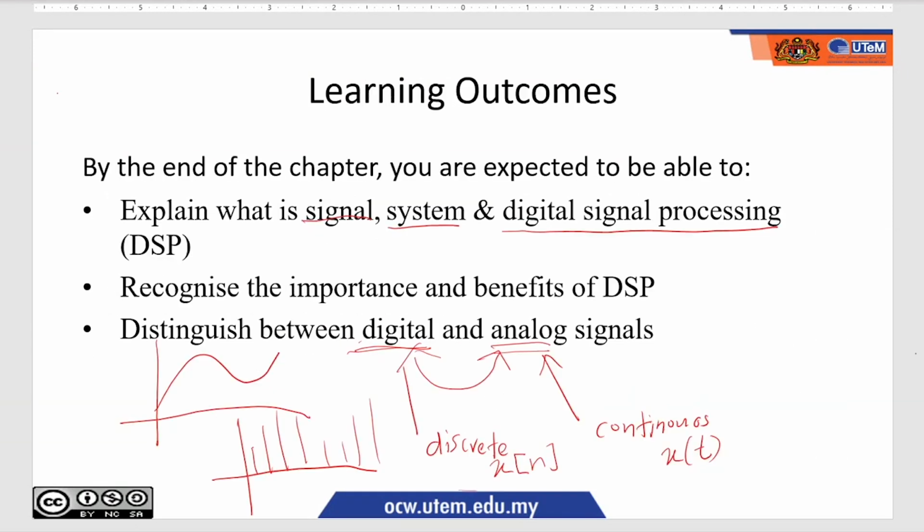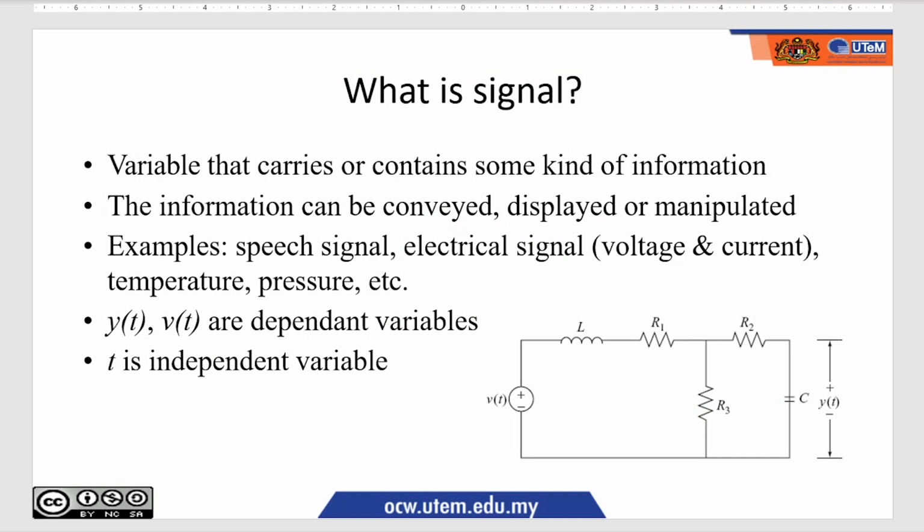So what is the signal? The first element to be covered is this, and later is this, and this one is this. Step by step we will go on with the first one. A signal is the variable that carries or contains some kind of information. The information can be conveyed, displayed, and manipulated. The keyword over here is information. So what is this information?